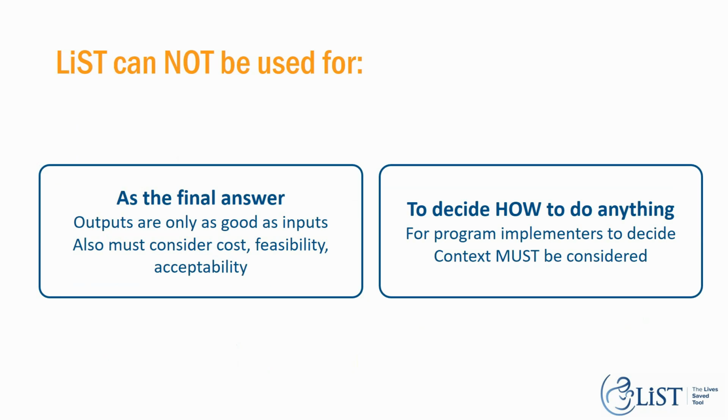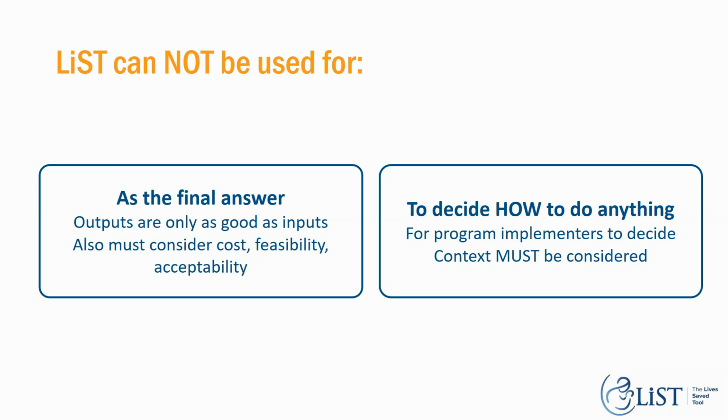LiST cannot and should not be used as the final answer. It's estimation. It's modeled results, so it's not the absolute truth. The outputs also really depend on the inputs. So if the data quality going in isn't particularly high, then the quality of the outputs won't be particularly high either. As we've mentioned before, cost, feasibility, acceptability, all of those are outside the scope of LiST.